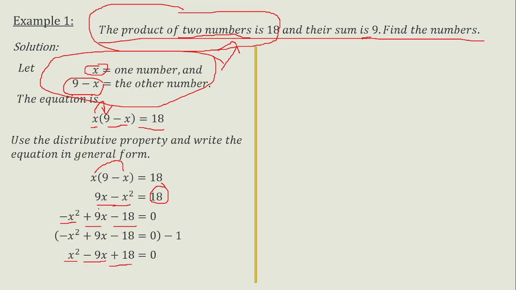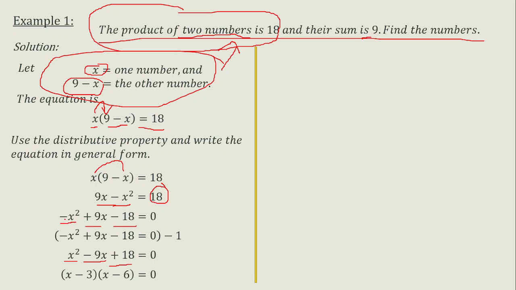So, we are not yet done solving. We are now going to factor the quadratic equation on the left side. So, we factor x squared minus 9x plus 18. The factors are x minus 3 times x minus 6.